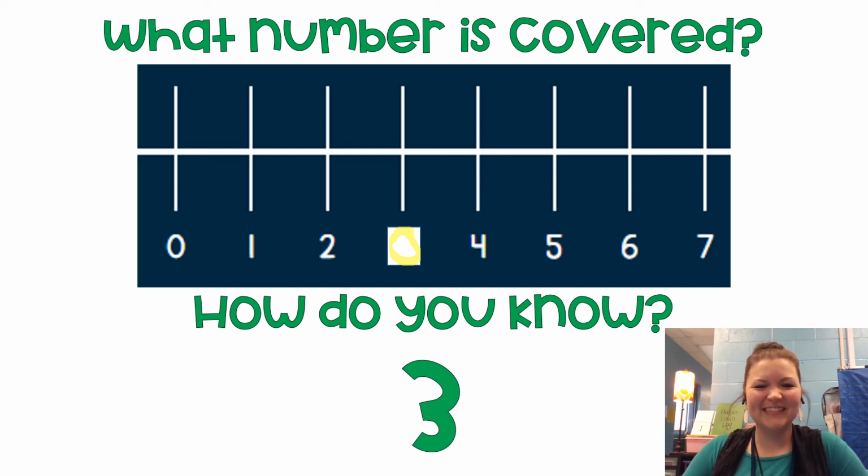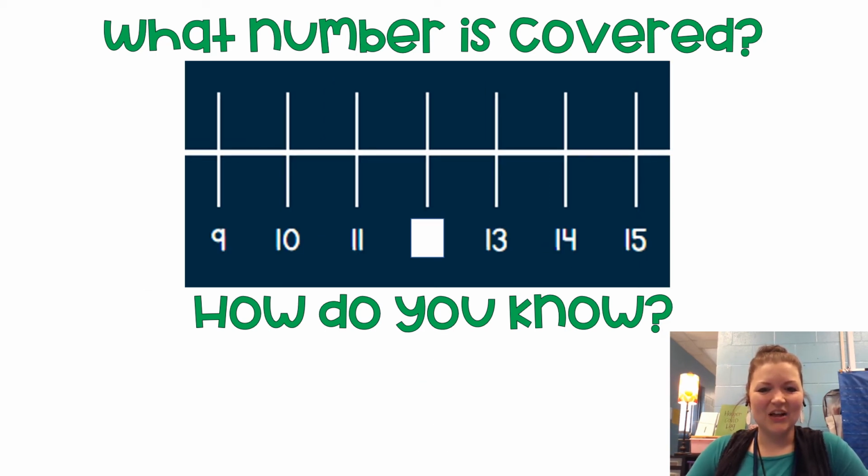Great job. All right, what number is covered up right here? Say it out loud. How do you know that that's what's missing? So the correct answer was 12. And I know that that's what's missing because I counted 9, 10, 11, 12. Did you get it right? Great.